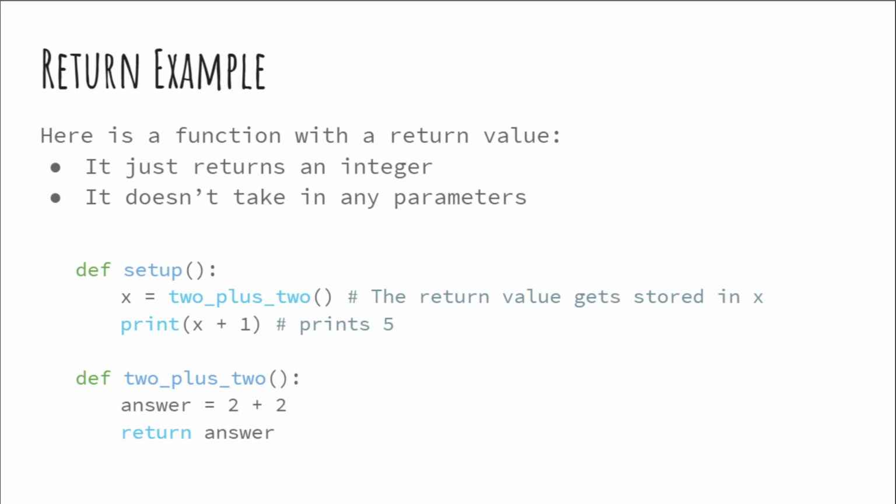A simple example of a function that just has a return value is the function 2 plus 2 on this slide. It just returns an integer, and it doesn't take in any parameters. When we define 2 plus 2, we set the variable answer in the function body to be the result of 2 plus 2, and then return the answer. I hope you all can figure out that that is 4. Then we set x equal to 2 plus 2. When we call 2 plus 2, it returns 4 to us, and we store that in x. Then we print x plus 1, and 4 plus 1 is 5, so that will print 5.